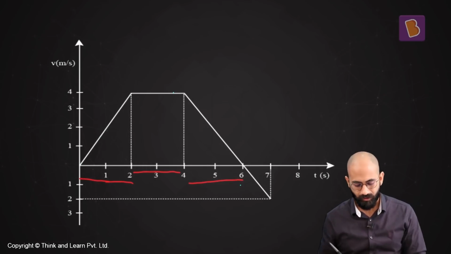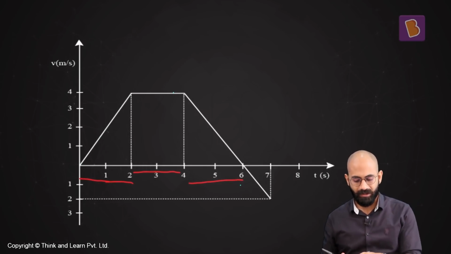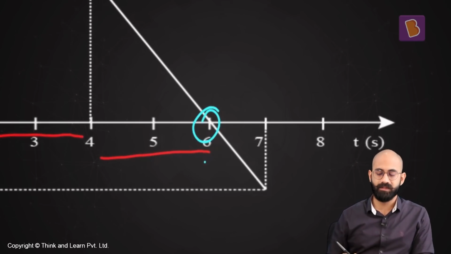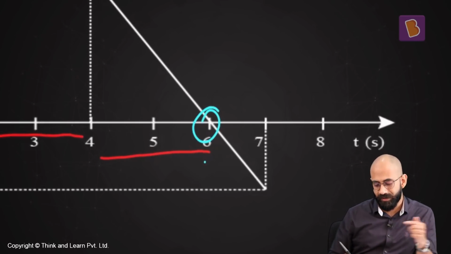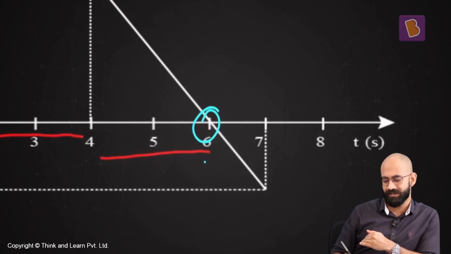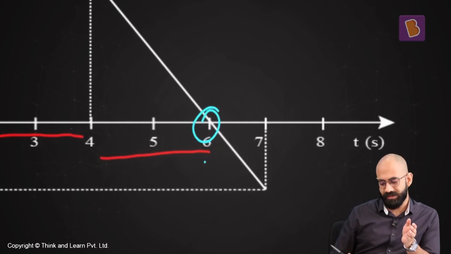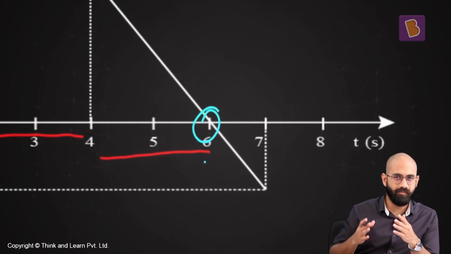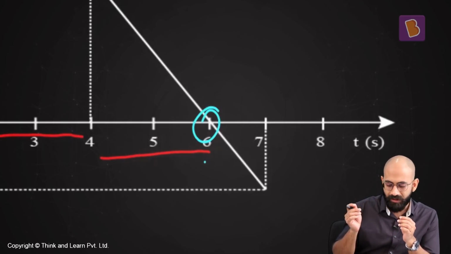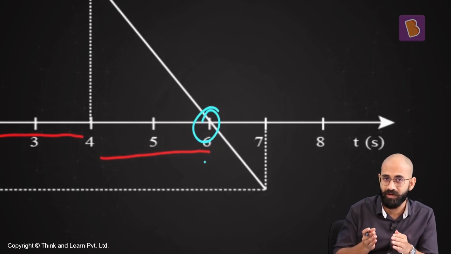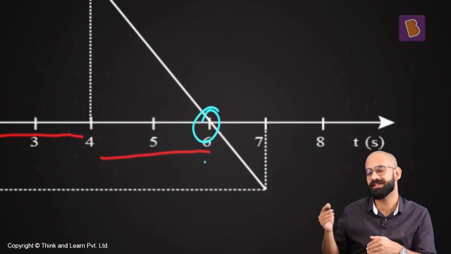So one point to note here is what's happening at this point. Now, if you look at the 6th second, you can notice that the velocity is becoming 0 and then it's becoming negative, right? So what does that mean? In terms of displacement, it means that the object is stopping and then it's changing direction, right? Because before 6 seconds, velocity is positive, and after 6 seconds, velocity is negative.